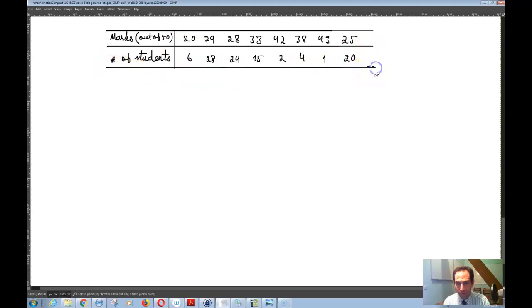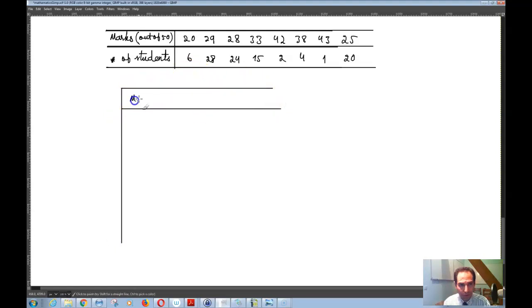Now I want to find the median of these marks. Of course, as you can see, your data has not been arranged in either ascending or descending order. So what you need to do is arrange your data in either ascending or descending order, and then create some sort of frequency table for your data. So these are your marks, and these are the number of students.